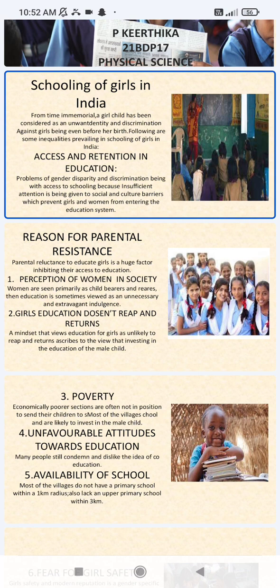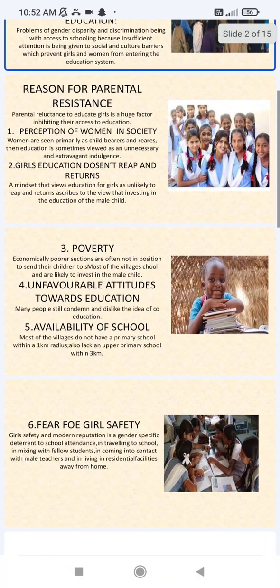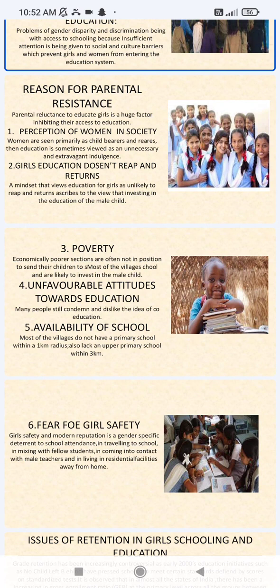A mindset that views education for girls as unlikely to reap returns subscribes to the view that one should invest in the education of the male child. Poverty: economically poorer sections are often in no position to send their children to most of the village schools and are likely to invest in the male child. Unfavorable attitudes towards education: many people still condemn and dislike the idea of co-education.